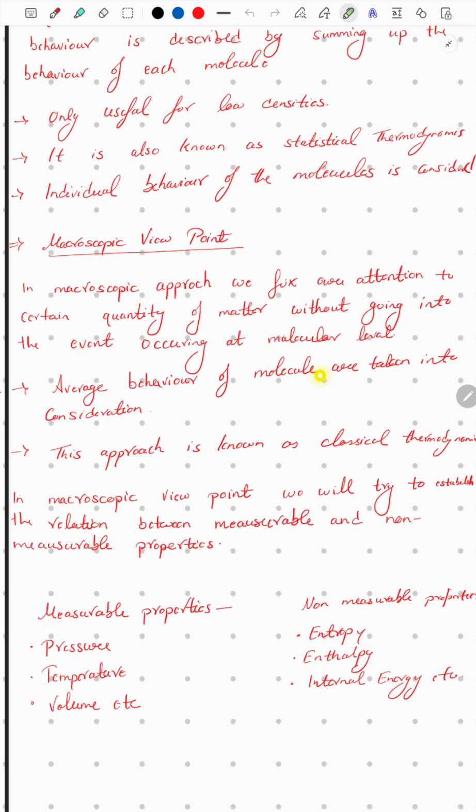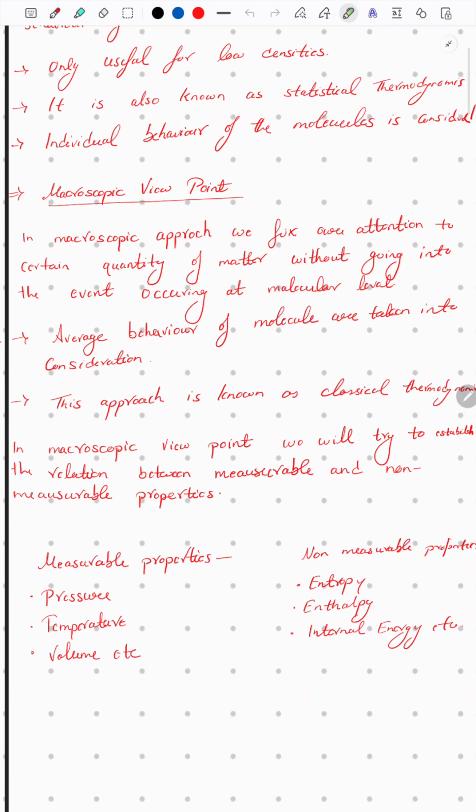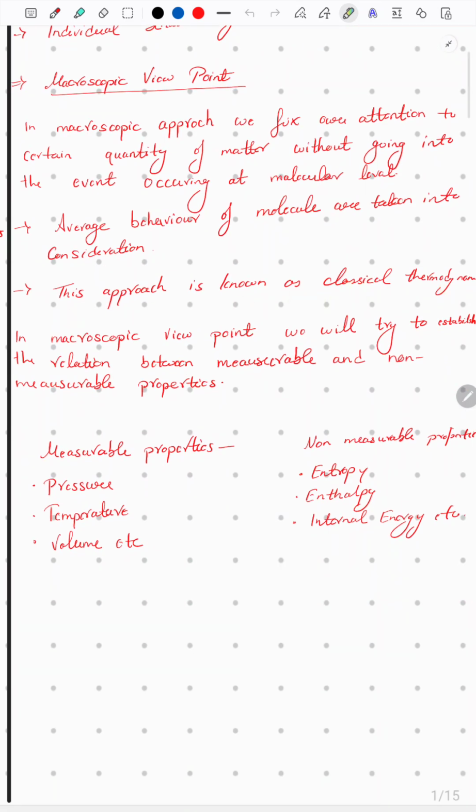Now the average behavior of the molecule is taken into consideration. This approach is known as classical thermodynamics. What you are doing is taking a small part of the system. You are not collecting the data from every molecule in the system. What you are focusing on is a small part of the system, and its events, like what is happening at the molecular level. This is known as classical thermodynamics.